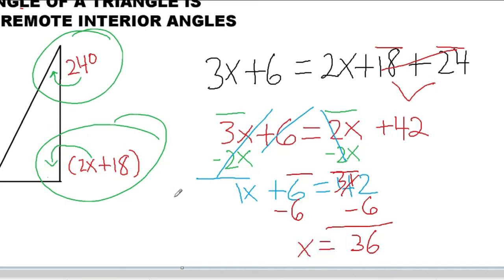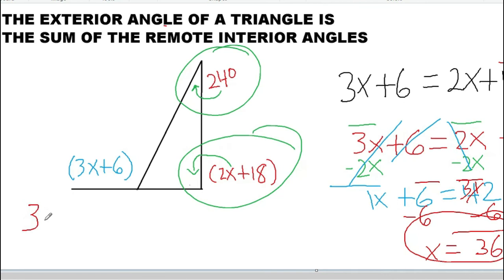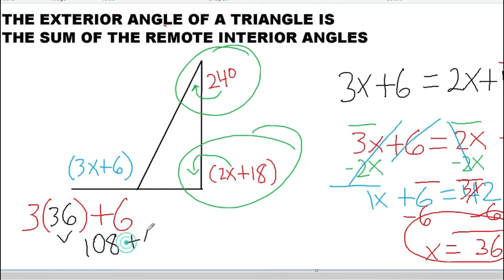Now, this makes the challenge pretty easy if we know what x is. Because when we're trying to figure this out, all we have to do is rewrite this 3, put our parentheses, put plus 6. And since we know that x is 36, we're just going to plug 36 in there. If we do our math correctly, 36 times 3 will give us 108. And plus the 6 gives us 114 degrees. And so this is 114 degrees.